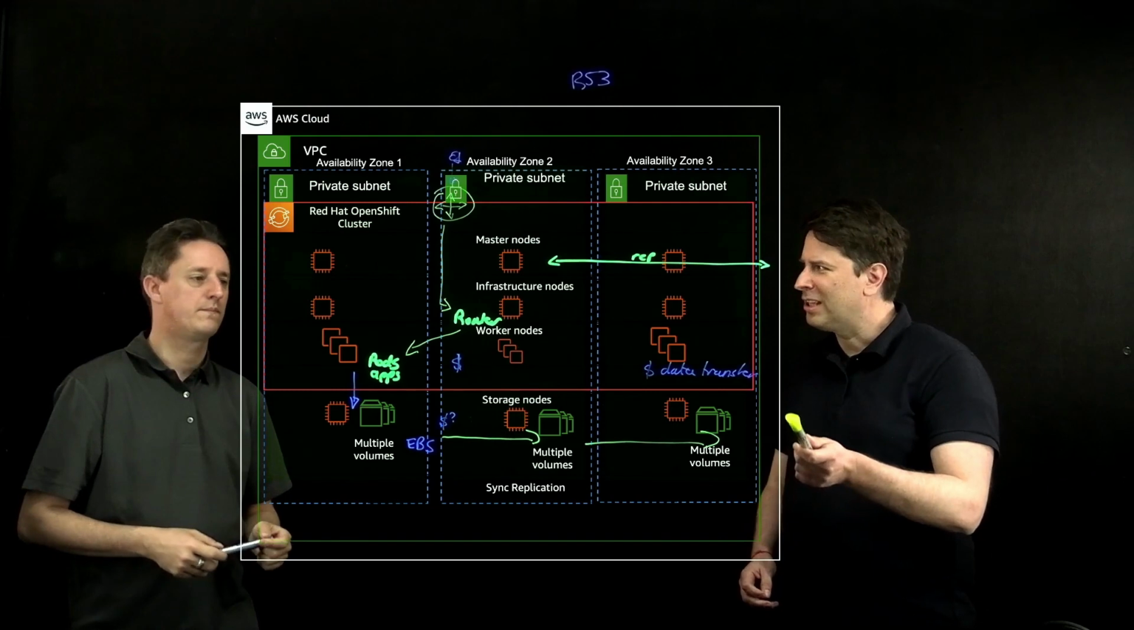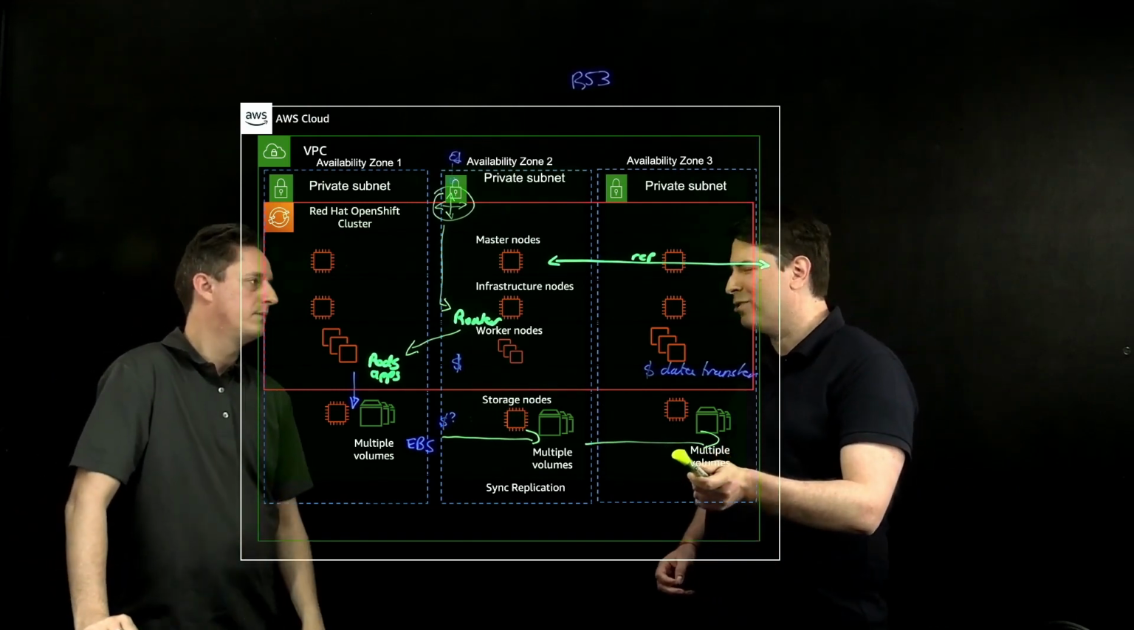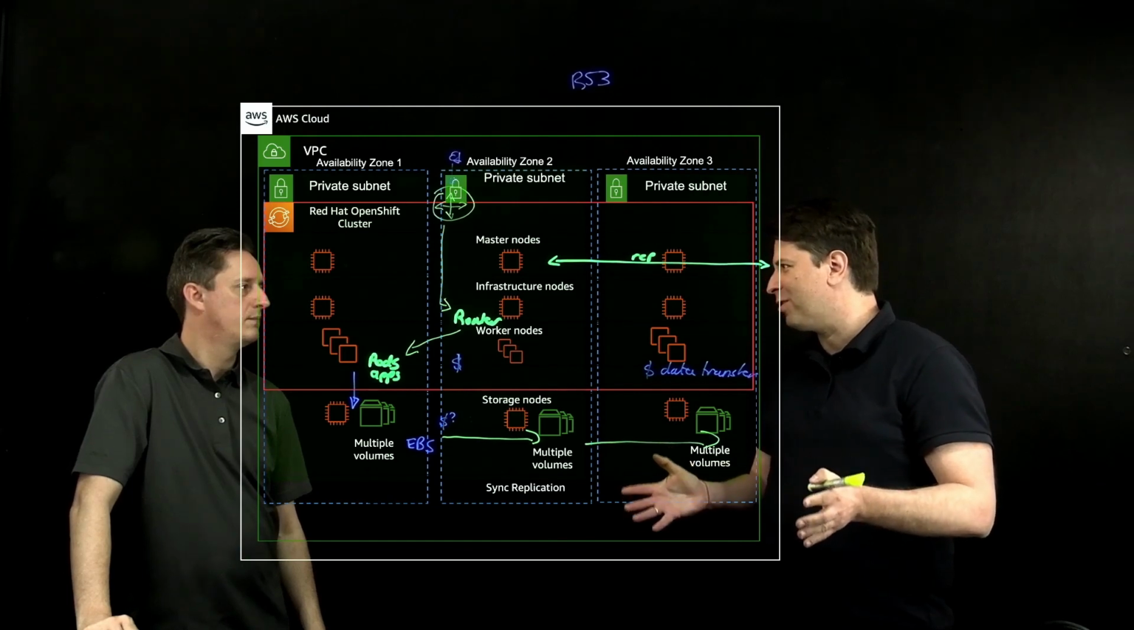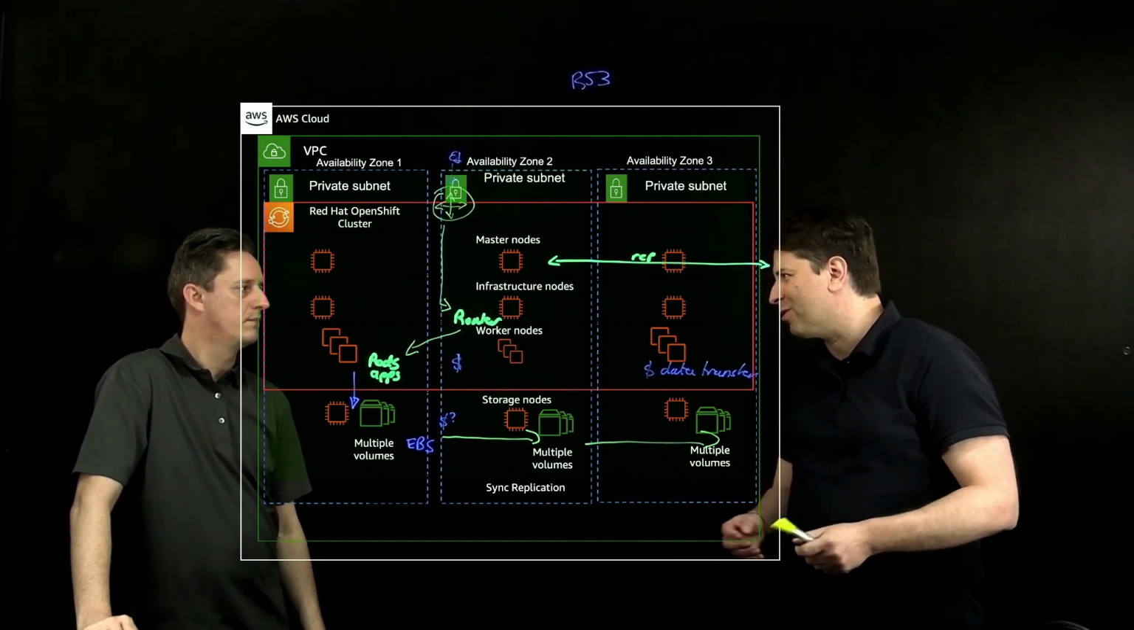And also, if you must persist data on OpenShift, think about the type of data, because you will be looking at different options for the storage layer. That can help you mitigate those costs as well.